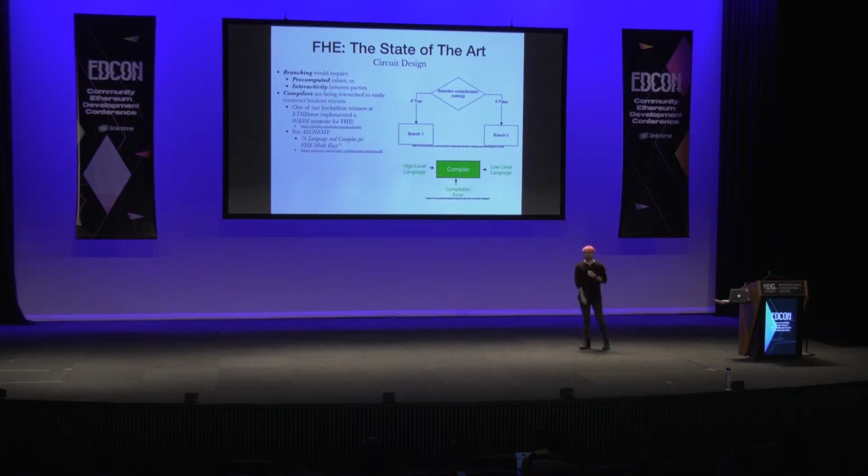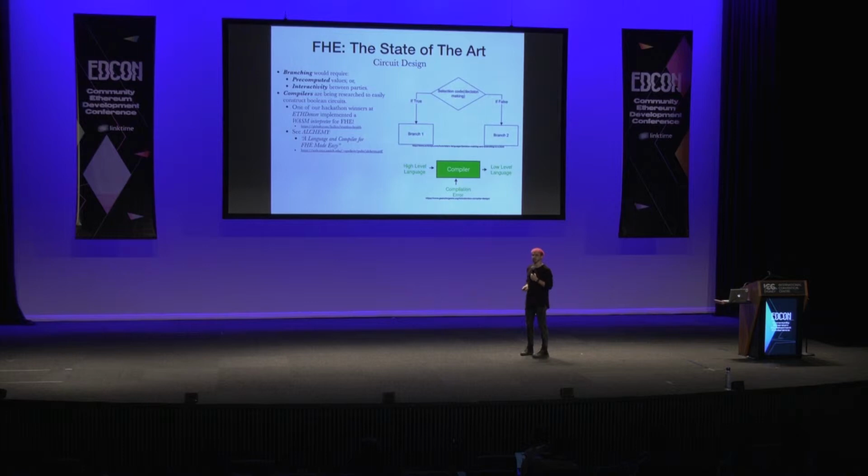We also have FHE compilers. They're being researched to easily construct Boolean circuits. So in FHE, you build circuits using Boolean logic, like XOR, NOR, and things like that. One of our hackathon winners at ETH Denver actually implemented a WASM interpreter for FHE in Rust. So it would compile from Rust to WASM, and he would interpret the WASM to pretty much execute FHE code. It was actually very, very incredible.